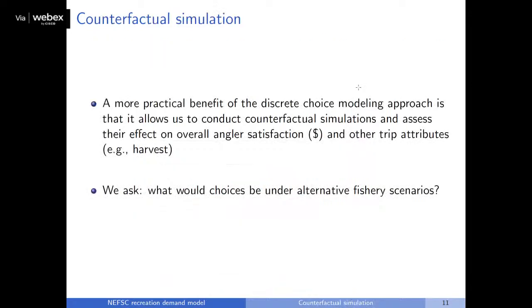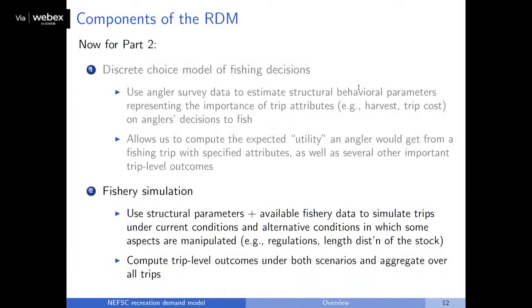However, a more practical benefit to this discrete choice modeling approach is that it allows us to conduct counterfactual simulations and assess their effect on overall angler satisfaction in dollars and other trip attributes, for example, harvest. Essentially, we're asking what choices would be under alternative fishery scenarios. And that brings us to the second main component of the RDM, which is the fishery simulation. We use those structural parameters and available fishery data to simulate trips under current conditions and alternative conditions in which some aspects are manipulated.